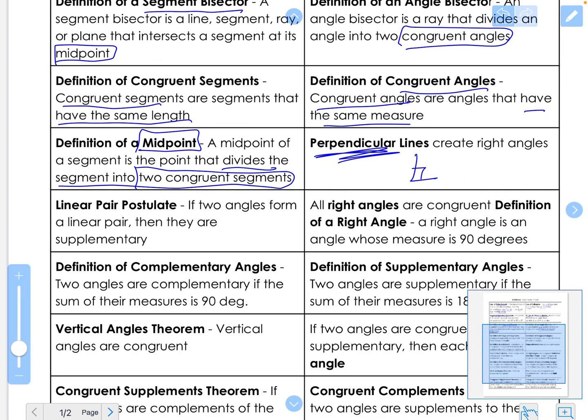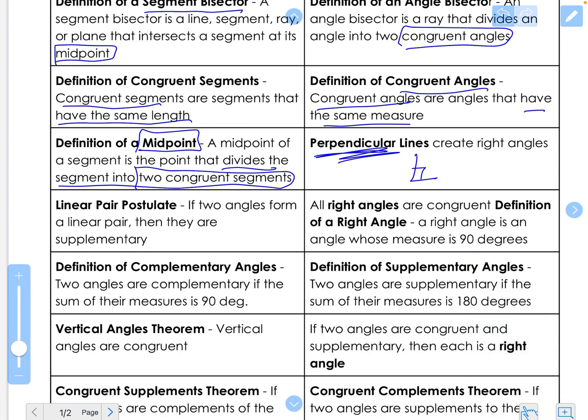So our linear pair postulate: if two angles form a linear pair, which means they are adjacent and they are on a straight line, we know they are supplementary. This one's kind of 2-in-1. We know that all right angles are congruent to each other. Because right angles are 90 degrees, all right angles are congruent. We know that a right angle is an angle whose measure is 90 degrees.